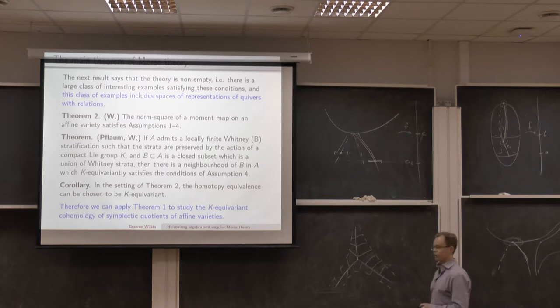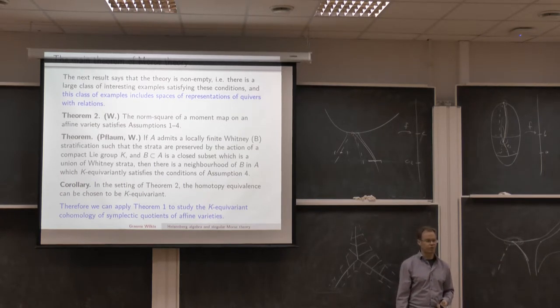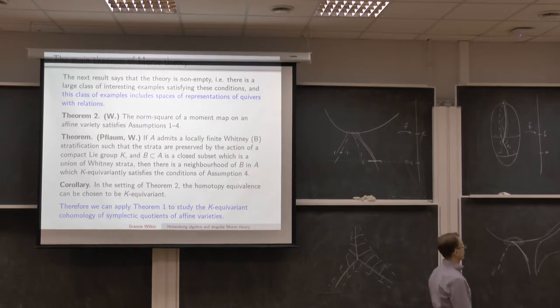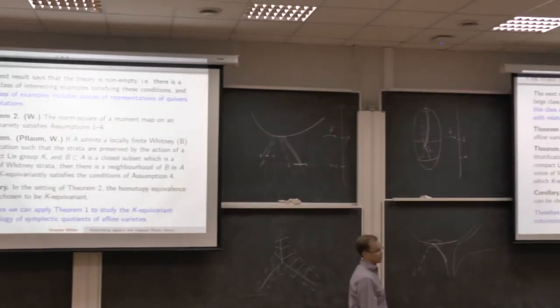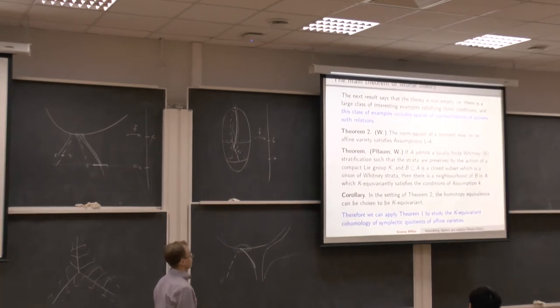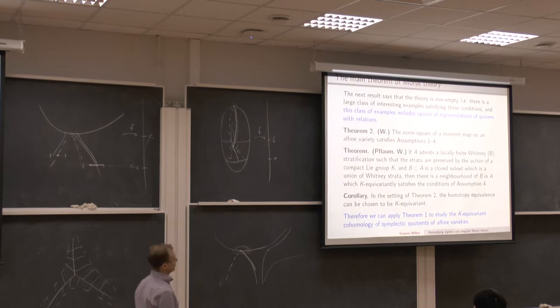Okay, so this is the main technical theorem. Of course, it's good, but what if nothing satisfied the conditions? Then of course it's completely useless. So the next theorem says that the theory is not empty. There is actually a class of examples, and these examples contain interesting cases. More importantly, this class of examples includes spaces of representations of quivers with relations, and more generally, moment maps on analytic varieties.